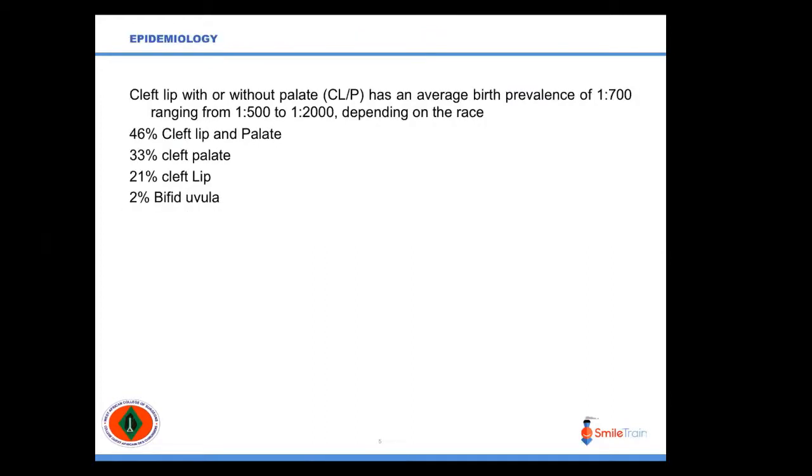What is the epidemiology of cleft lip and palate? Cleft lip with or without palate has an average birth prevalence of 1 in 700. It ranges from 1 in 500 to 1 in 2,000, depending on the race. We know that cleft lip and palate together constitute 46% of this burden. 33% are cleft palate alone, and 21% are just cleft lip, and 2% is bifid uvula.